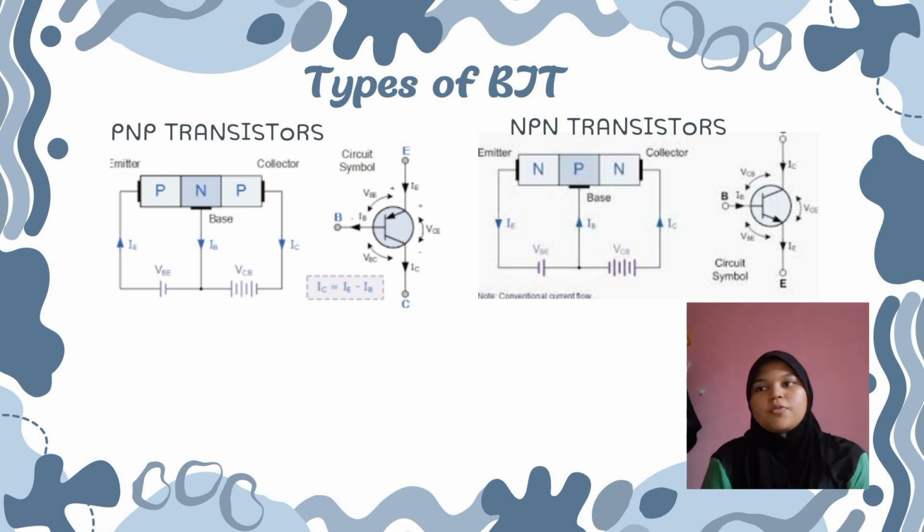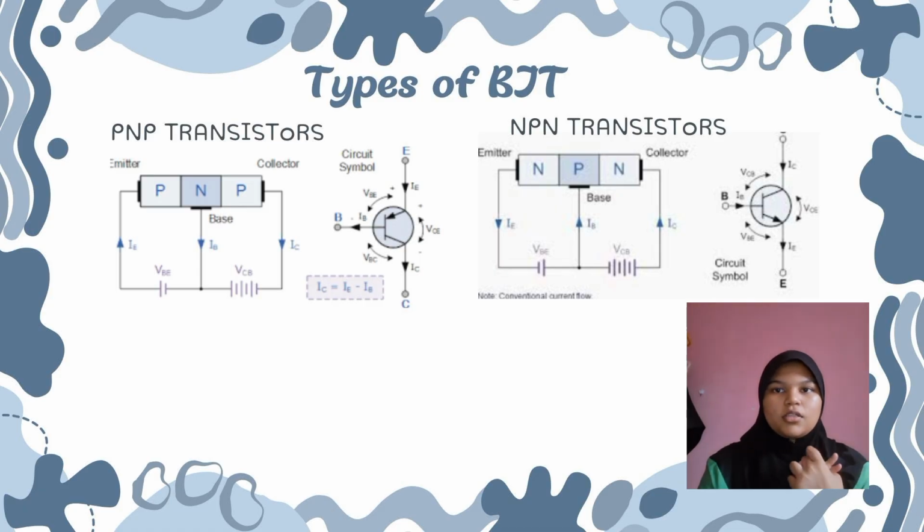There are two main types of BJT. One is the NPN transistor. The structure is that it has a layer of P-type material between two N-type materials. The current flow is that a small current into the base allows a large current to flow from collector to emitter. The operation is that the transistor turns on when a positive voltage is applied to the base. It is commonly used in amplifier and switching circuits.